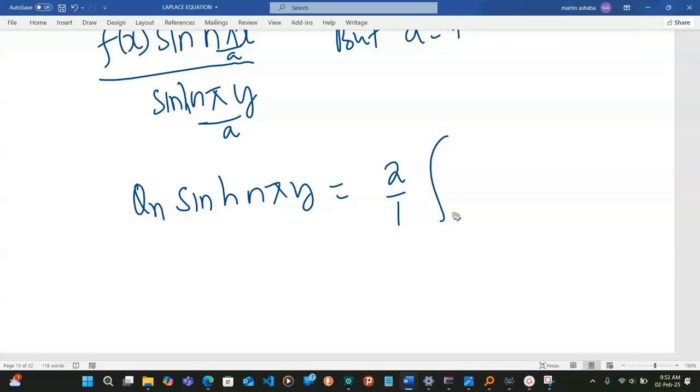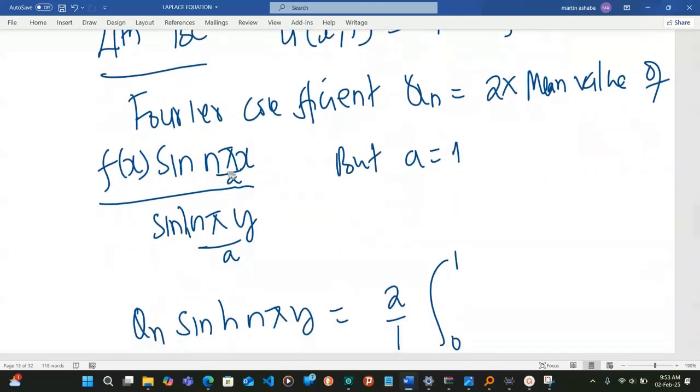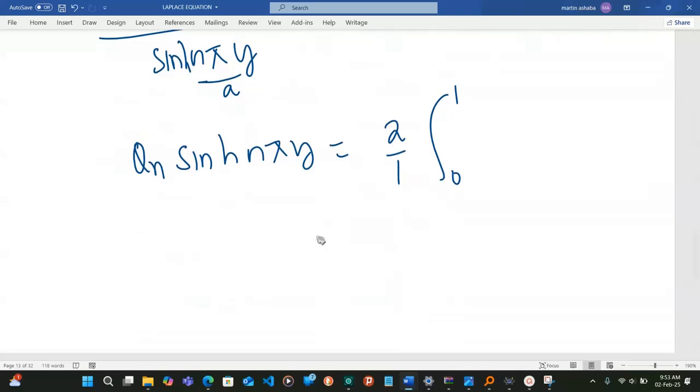Then integrating from 0 to 1, of course we are taking the mean value of f of x sine n pi x. So meaning we shall be integrating, we will get 2 divided by the period. The period for this is going to be 1, 0 plus 1, we will have 1. Then 2 divided by 1, integral of f of x sine n pi x with respect to x.